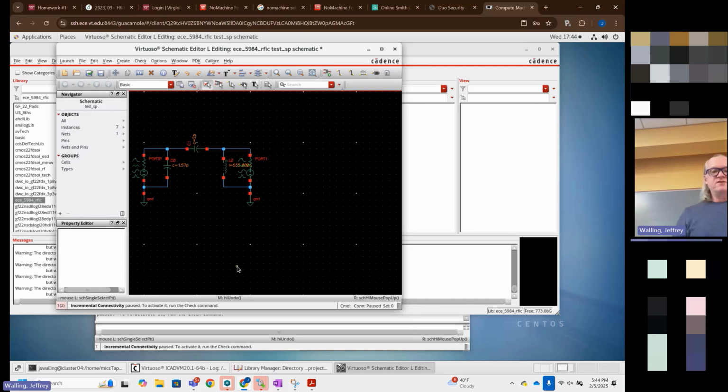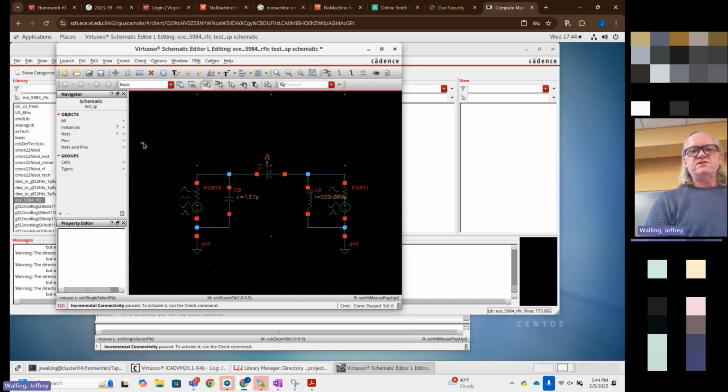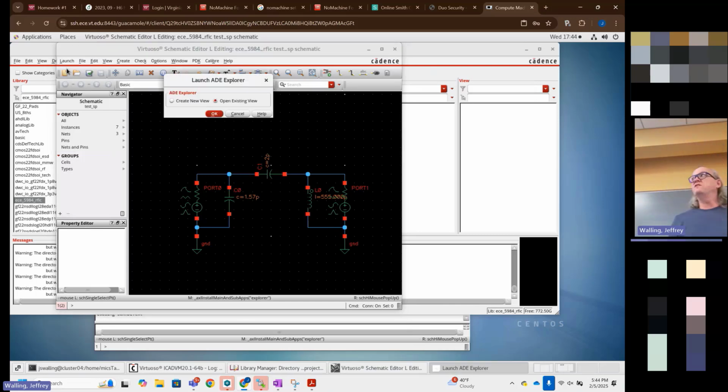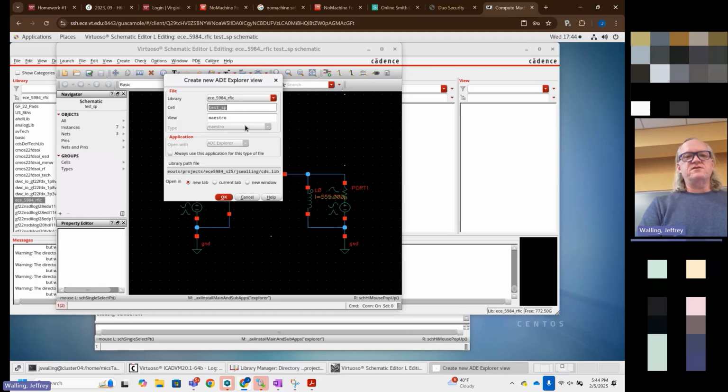All right, so our network's done. This is a pretty simple one. Before you can start any simulation in Cadence, the network has to be saved and checked. There's a floppy disk with a check mark on it to save it. Now we're going to launch ADE Explorer, which is going to be the simulation environment. Everything is built into the same window nowadays. So we're going to create a new view. We can just call it the same thing, and the view can be called test_SP. The view can be called Maestro.